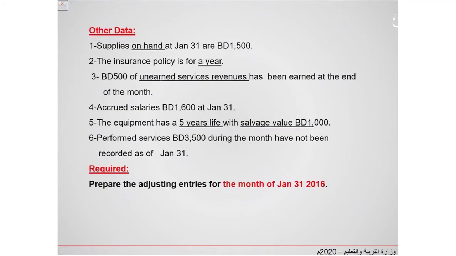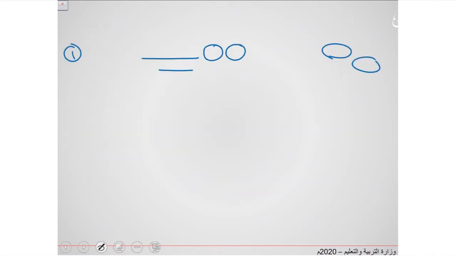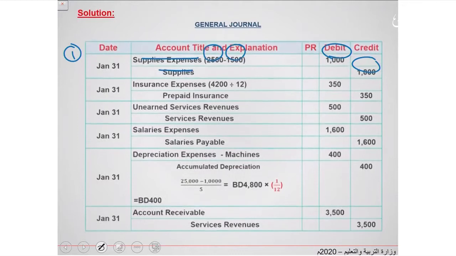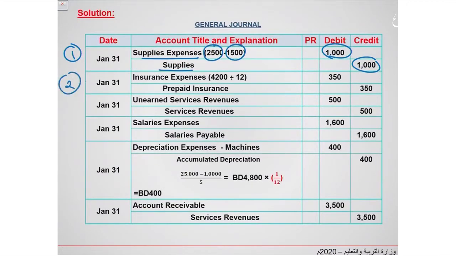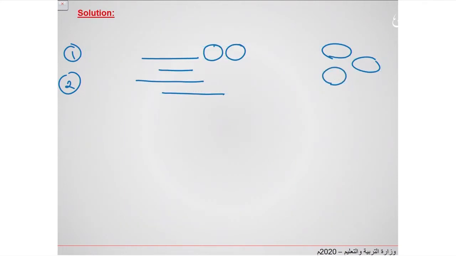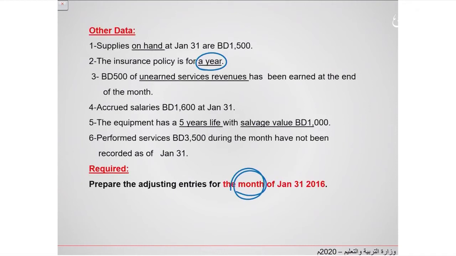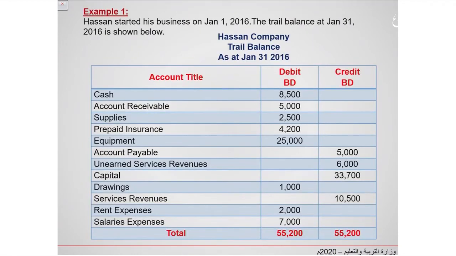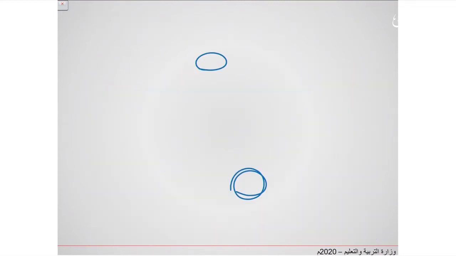The insurance policy for the year, she's mentioned here 1 month, only 1 month. Now the transaction 2, I put insurance expense and prepaid insurance. How do I get the amount? I will go back to the question to take the amount of prepaid insurance. See here, prepaid insurance, the amount 4,200.